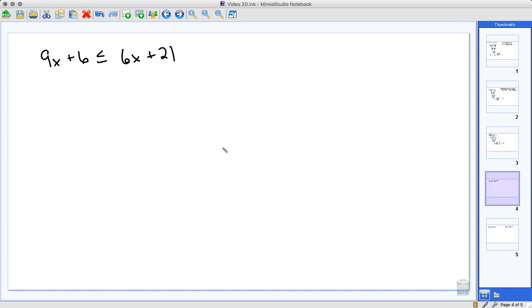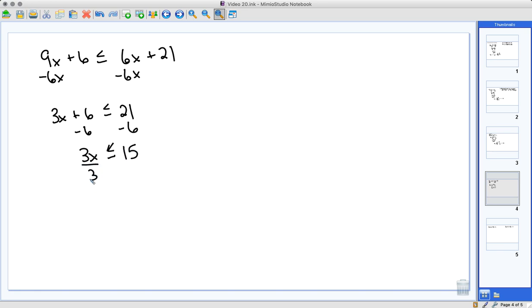Last one, we got variables on both sides. Okay. So we want to get the variables to one side, the constants to the other. Okay. So I'm just going to move my variables to the left side of the inequality sign. I'm going to subtract 6x from both sides. So 9x minus 6x is 3x plus 6 less than or equal to 21. Now it looks like the problems that we did on the first two examples. Subtract 6. 3x is less than or equal to 15. Divide by 3. X is less than or equal to 5.